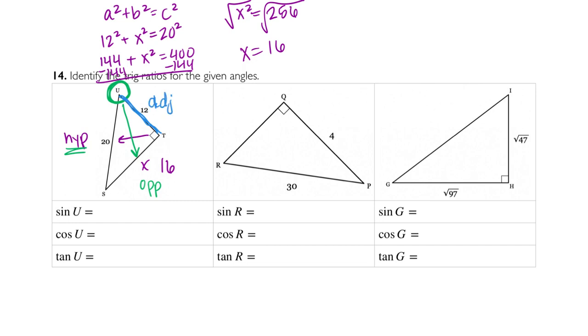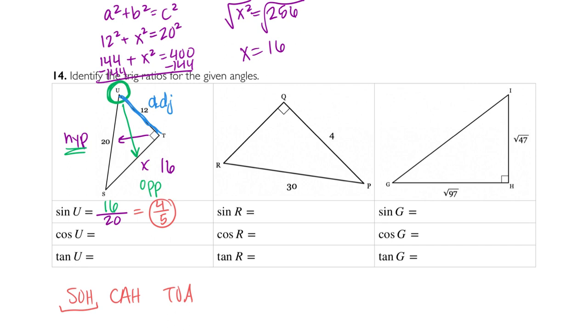Okay? And we learned the phrase SOHCAHTOA, and the SOH tells us that sine is equal to opposite over hypotenuse. So opposite was 16 and hypotenuse was 20, and we could reduce that by 4, so that would make it 4 over 5. So that's a ratio, a fraction. That's the sine of angle U.